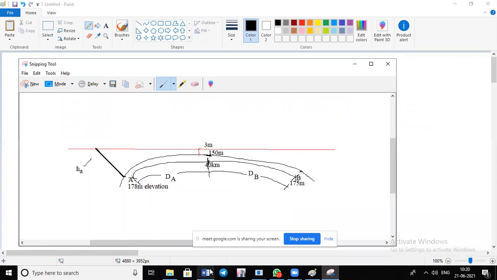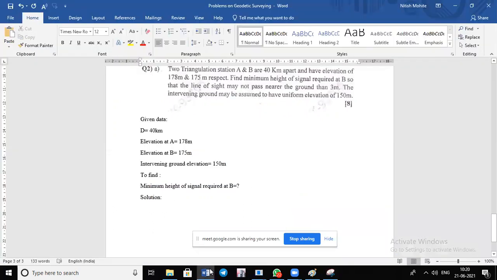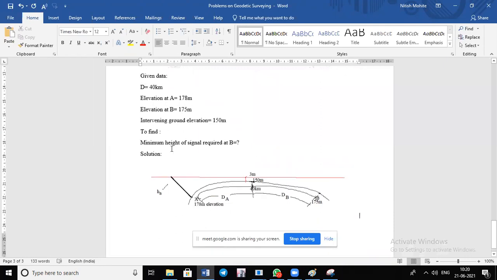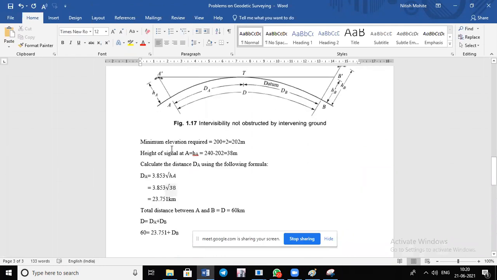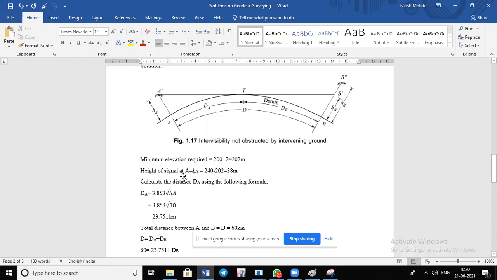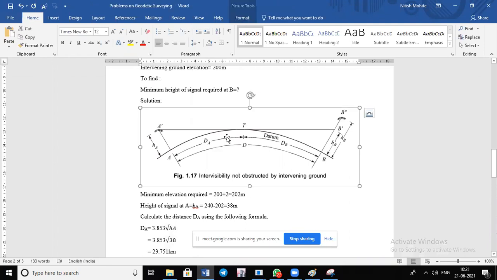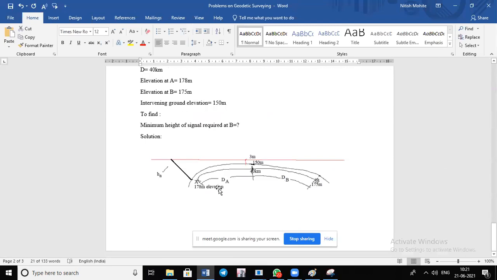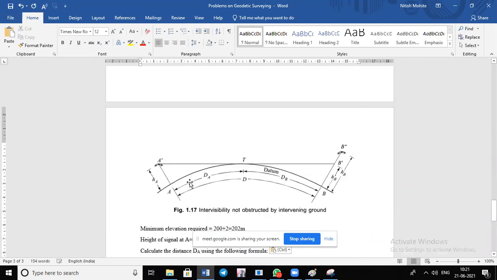We'll copy this and paste it here. Got it. So now the formula is nothing but 3.853 into HA. You can take this also and correspondingly sketch. I'll just copy the steps from here, so we will not waste much of the time.